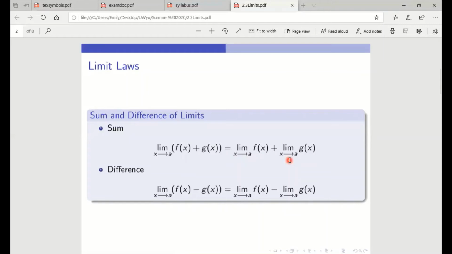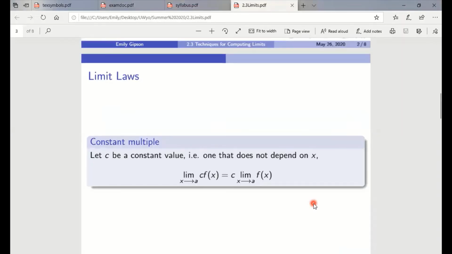And because addition is just the opposite of subtraction, we know that the limit of the difference of two items is the same as the difference of the limits. These slides are going to be posted. I intend to post the other slides from the previous lecture so that you have access to them and can reference them when you're doing your homeworks. So that's the sum and difference.